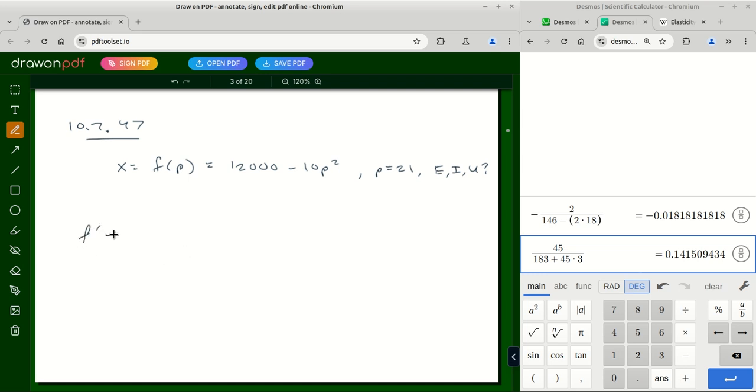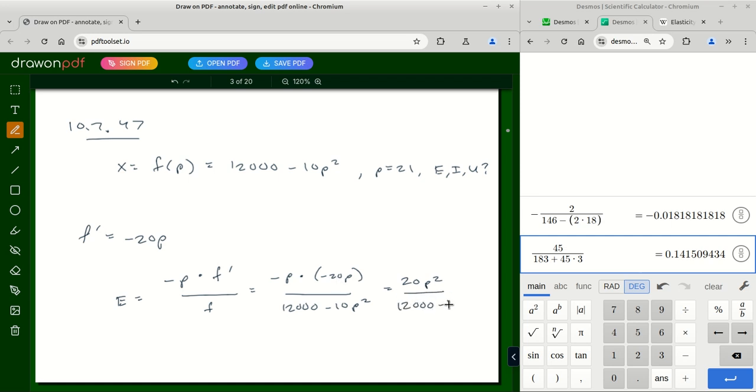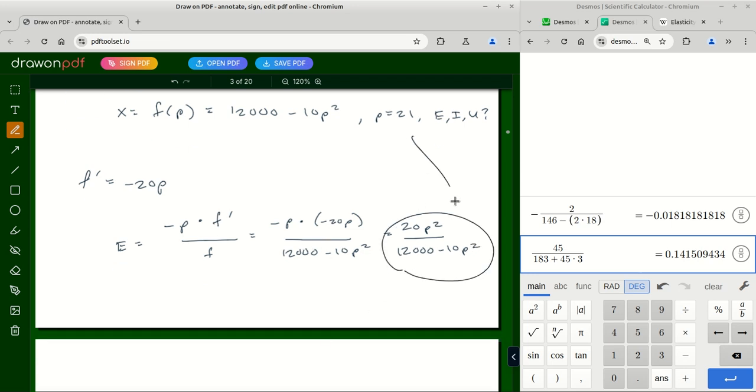So, f prime, here we go. I got negative 20p. Because, again, take the 2 down. This guy goes to 0. So I got a negative p times f prime over f. And that's my E. So I got a negative p times negative 20p, and then all over this big number, 12000 minus 10p squared. So in the top I got 2 negatives, make a positive. I also got 2 p's to make a p squared. Sweet. And they say that p is equal to 21.